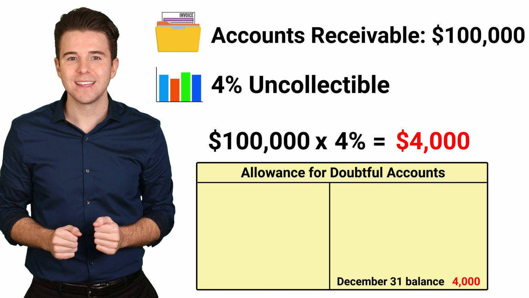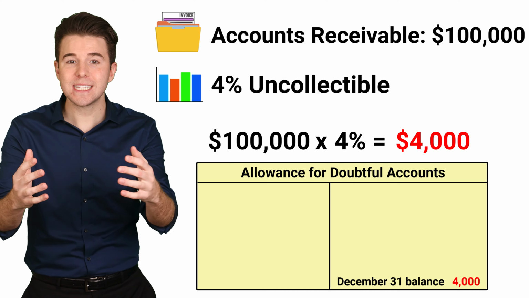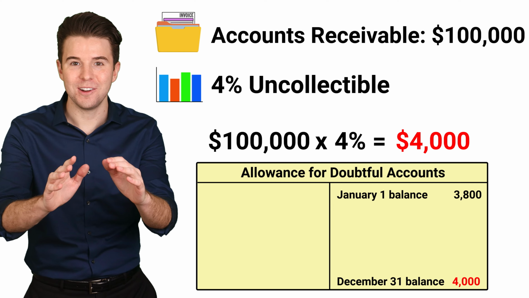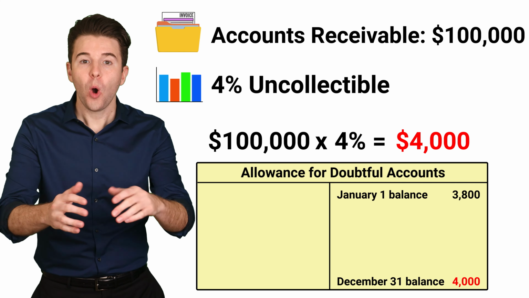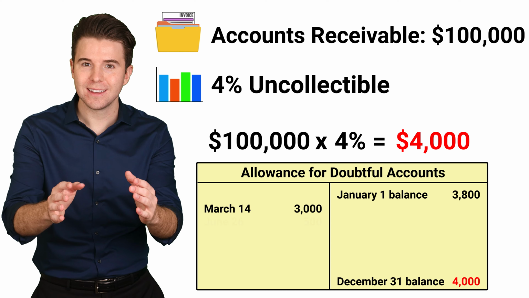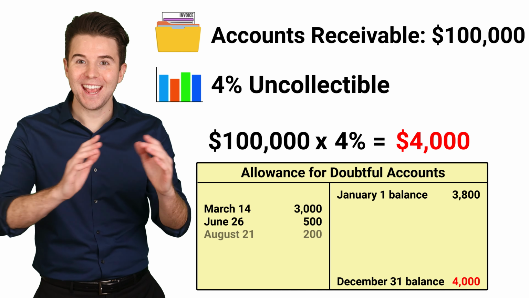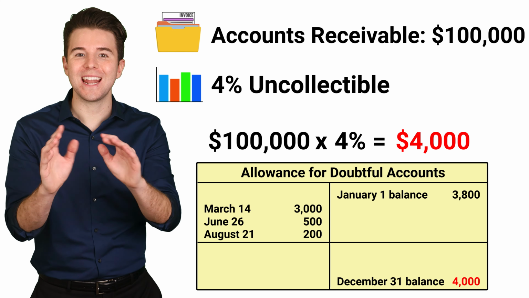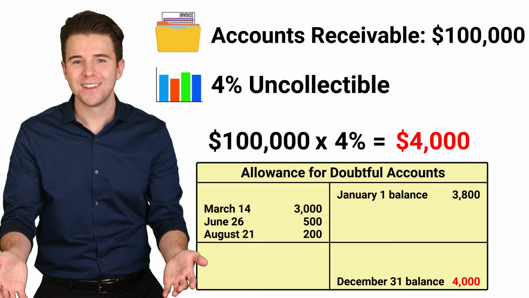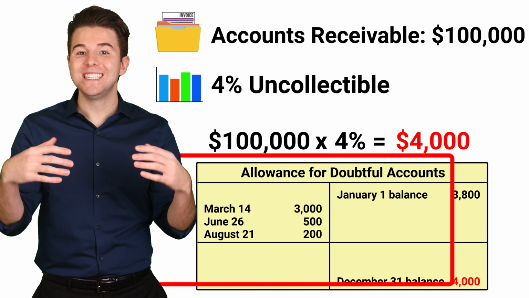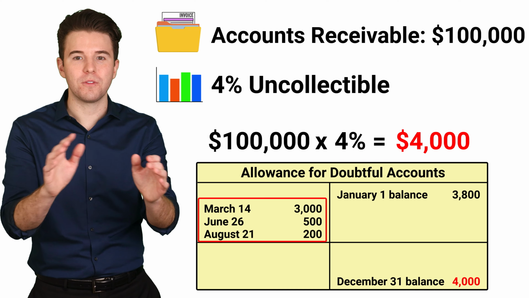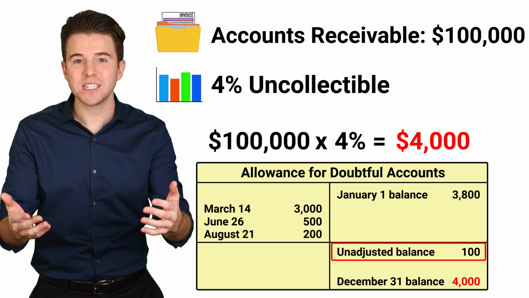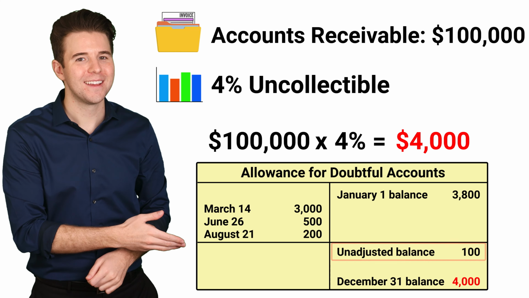credit balance. Now in our example, let's say we started the prior year with a credit balance of 3,800. During this past year, we had write-offs of 3,000, 500, and 200. If you remember, write-offs occur when we determine an account is uncollectible. Under the allowance method, we debit and reduce the allowance for doubtful accounts for those write-offs. This gets us an unadjusted credit balance of 100.